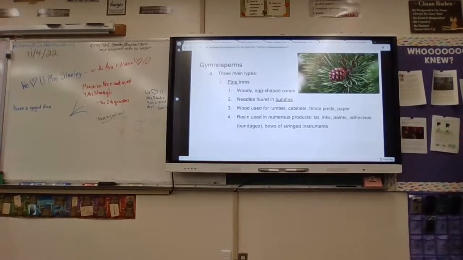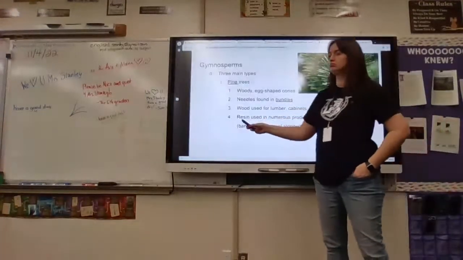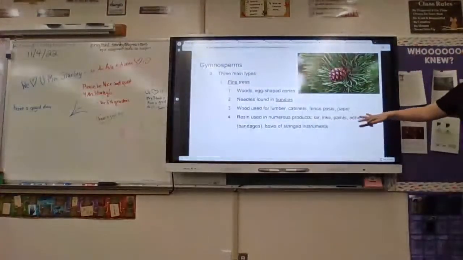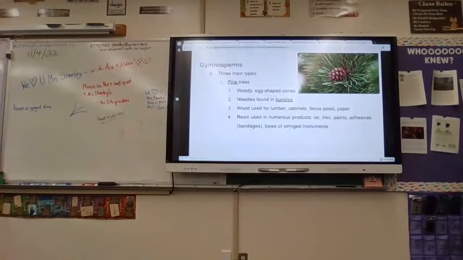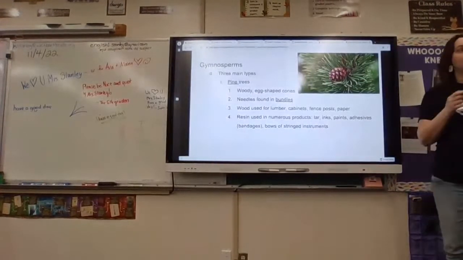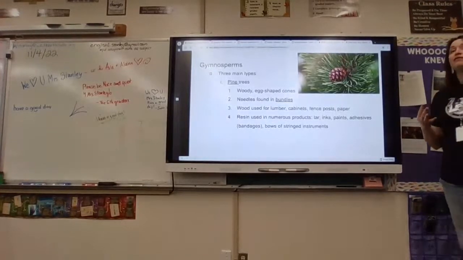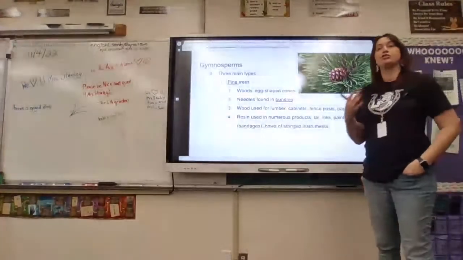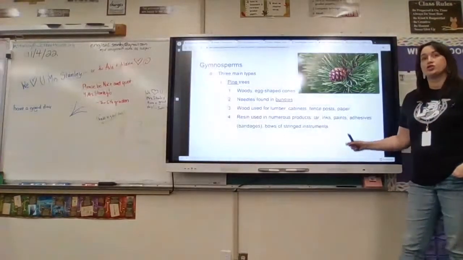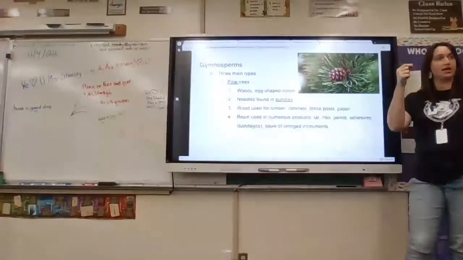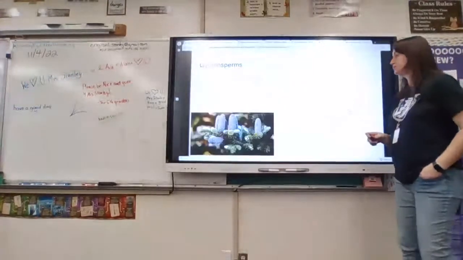Now, pine resin, listen. What is resin? Goo. The tree sap, the goo inside the tree. Pine resin is used in a lot of different products. Tar, inks, paints, adhesives on bandages, and the bows of stringed instruments. If you play a violin or a cello, the bows for those are often coated with pine resin. That's what gives them that slick feel.